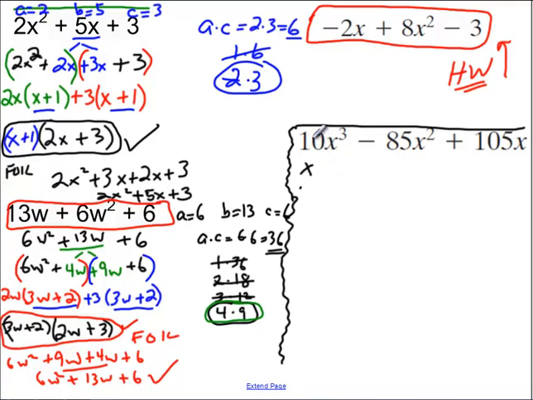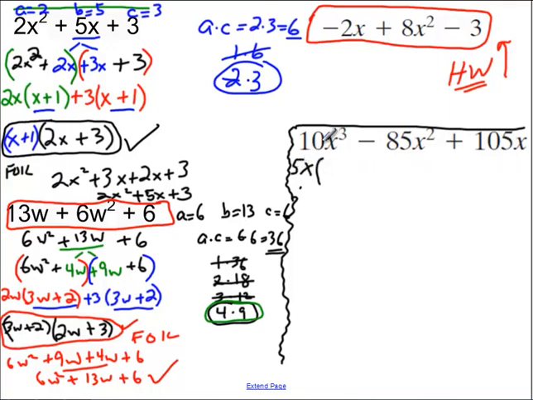In 10, there's a 2 and a 5. This is not even, so there's no 2 there, but you can pull out a 5 from there and a 5 from there. So let's pull out a greatest common factor of 5x. And then rewrite this original polynomial in terms of a greatest common factor and what's left.